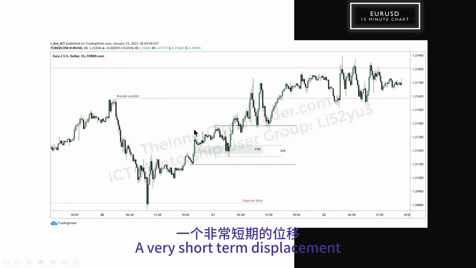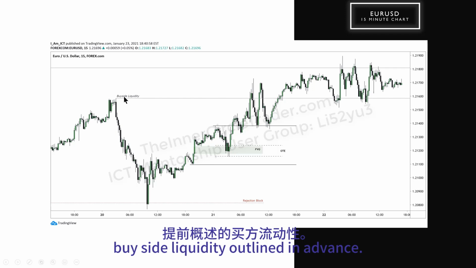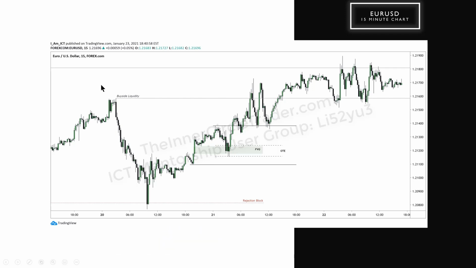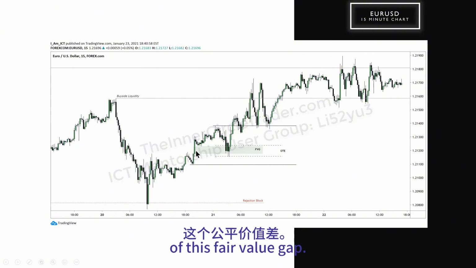A very short-term displacement to the upside with buy-side liquidity outlined in advance. So you knew this is where buy-side was residing. The market drops back down on a Judas during the London session. So it drops down, creating an opportunity to pick up the liquidity that was inside of this fair value gap.